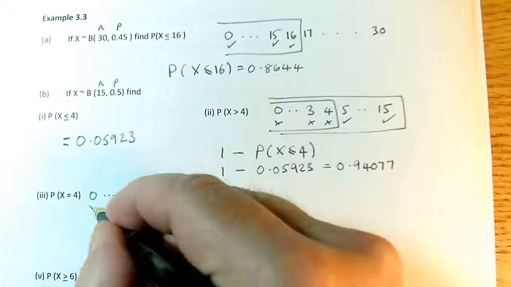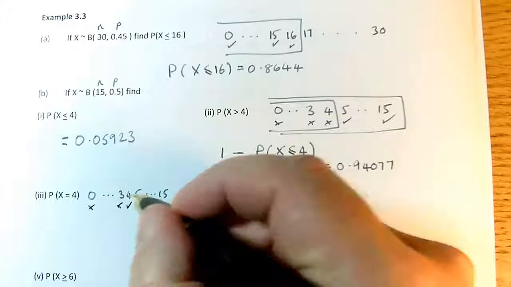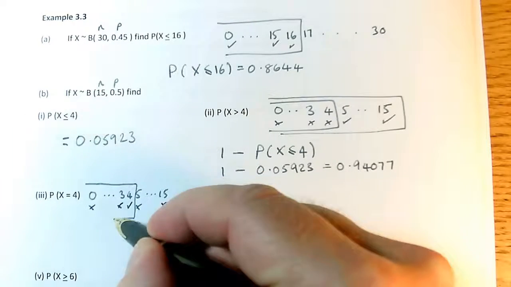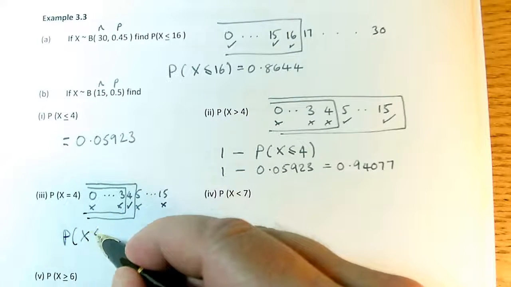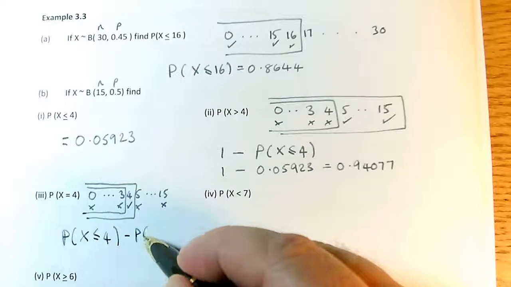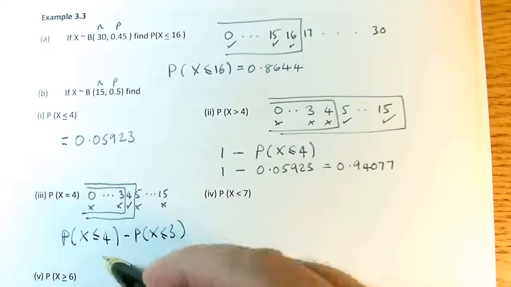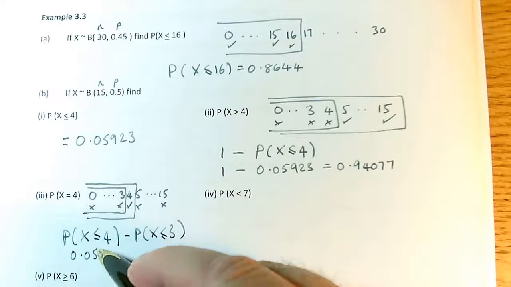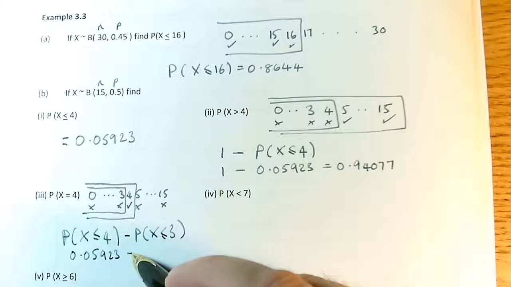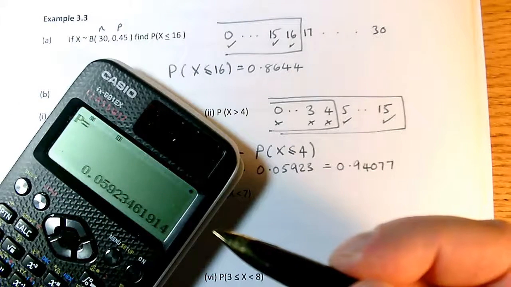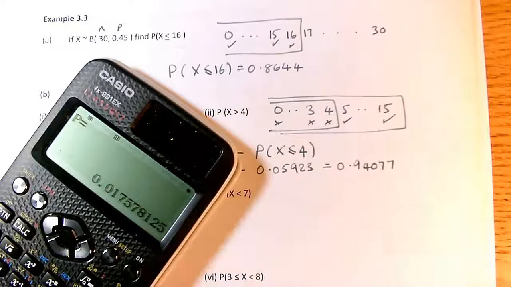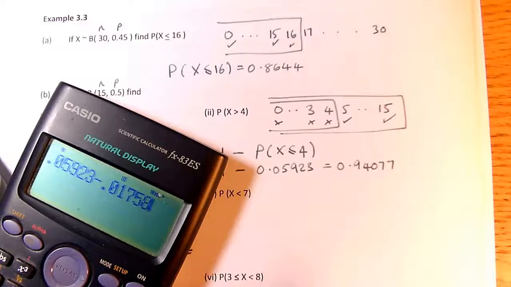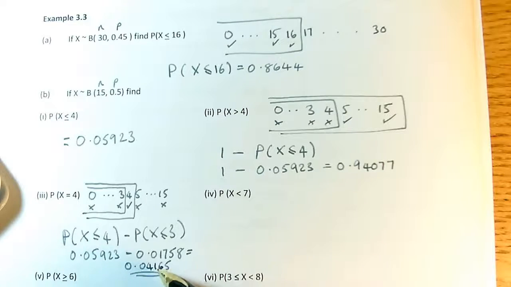For the next one, do your list of outcomes. My only tick is 4, everything else is a cross. Inclusion box has got to catch the 4. Exclusion box has got to get rid of all of these crosses. So I need to do the probability of x being less than or equal to 4 minus the probability of x being less than or equal to 3. This one I already know, 0.05923. For the second one, repeat the calculation, x is 3. So it's that number there. Do the subtraction, preferably on another calculator. And there's my answer. And here it is.